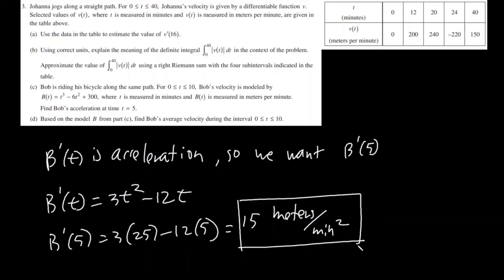Okay, that is B prime of 5. This was a 2-point question. 1 point for dealing with B prime of t, and 1 point for the correct value of B prime of 5. Based on the model B from part C, find Bob's average velocity across the interval 0 to 10.